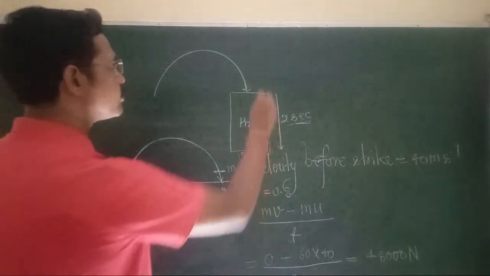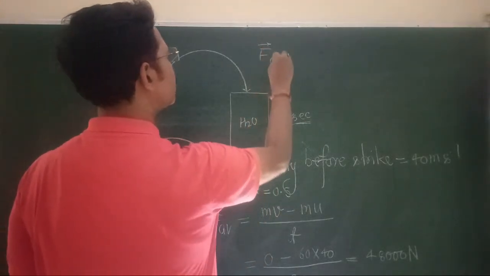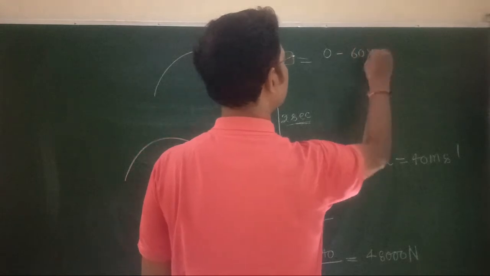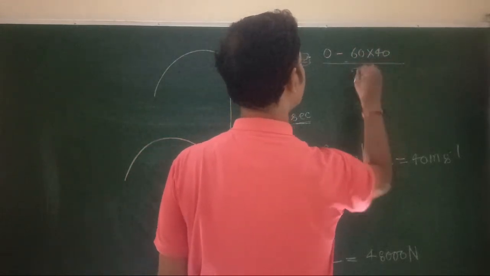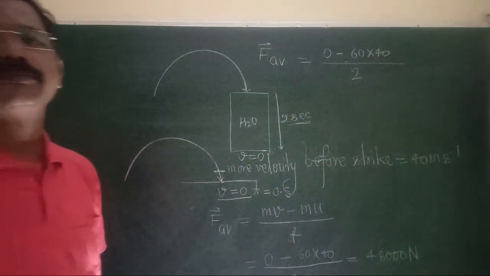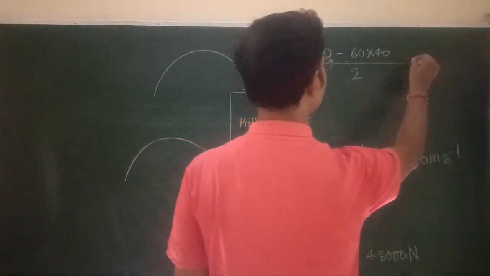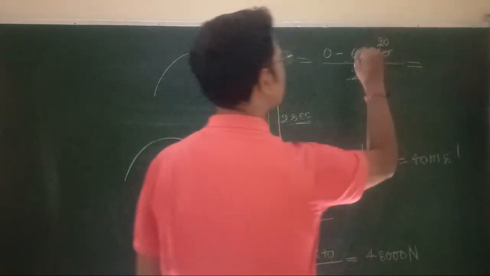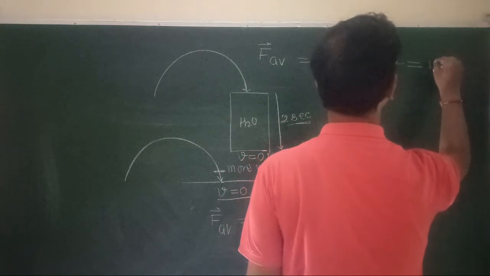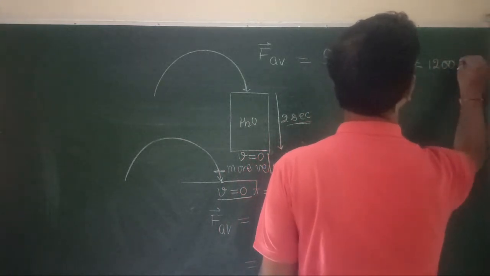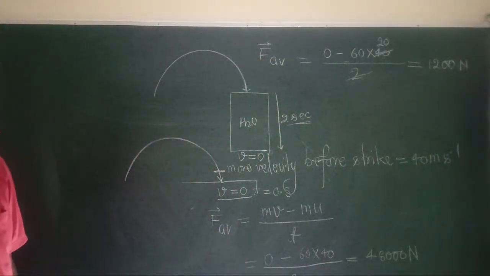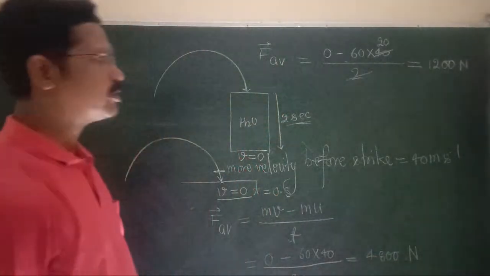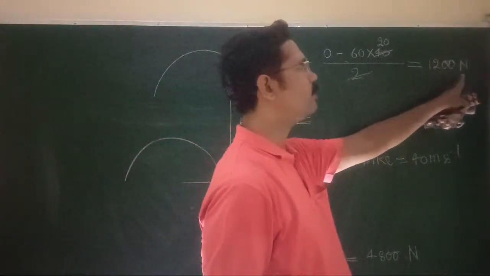In the same equation, what happens? The impulsive force is equal to 0 minus 60 into 40 upon time, which is what? 2 seconds. What happens there? The force decreases. How much decrease? There is 20. So 60 into 12 Newton is the force. Here is 4,800 Newton. Here is 12,000 Newton.